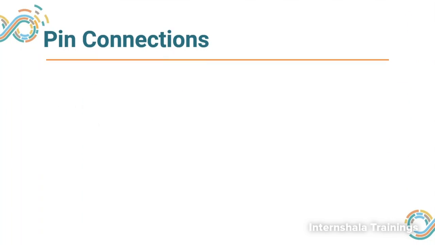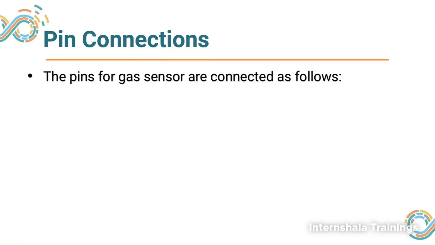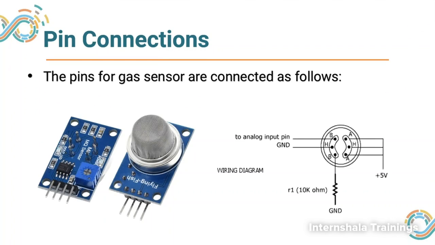So how do we connect? The pins on the gas sensor are connected in the following way. When you look at the gas sensor module, you will find there are 4 pins, but the module which is mounted on top actually has 6 pins. Out of these 6 pins, 3 pins are connected to 5 volt or VCC. Of the remaining 3 pins, one is going to ground, one is going to give you analog data, and one is also connected to ground through a resistor.